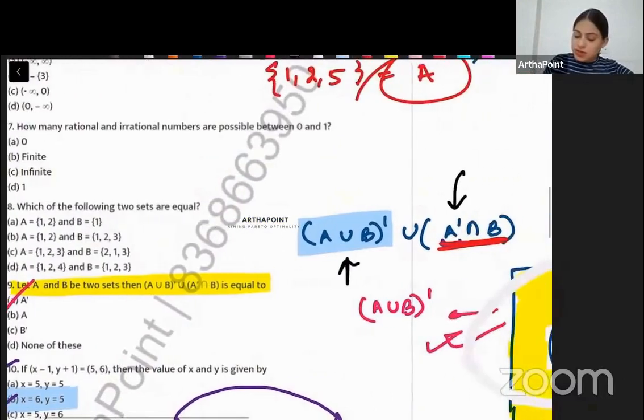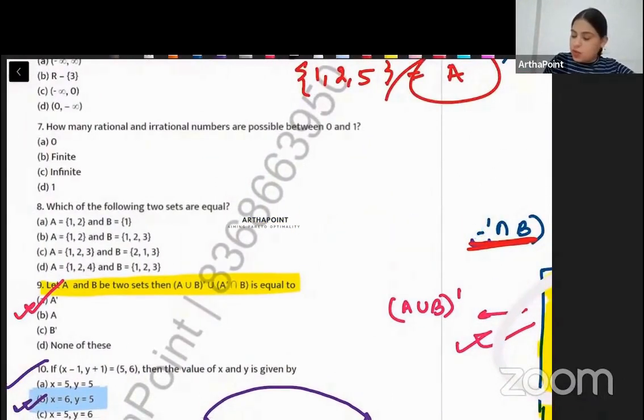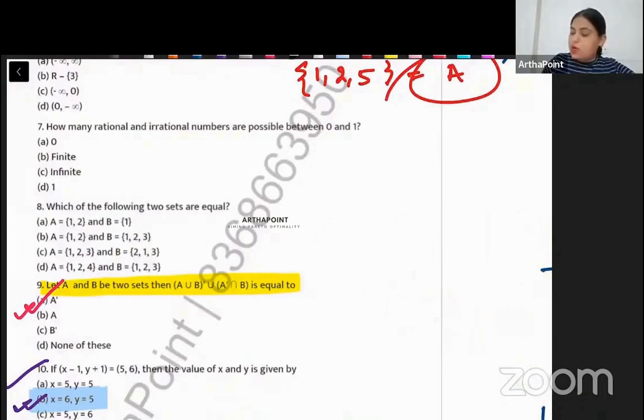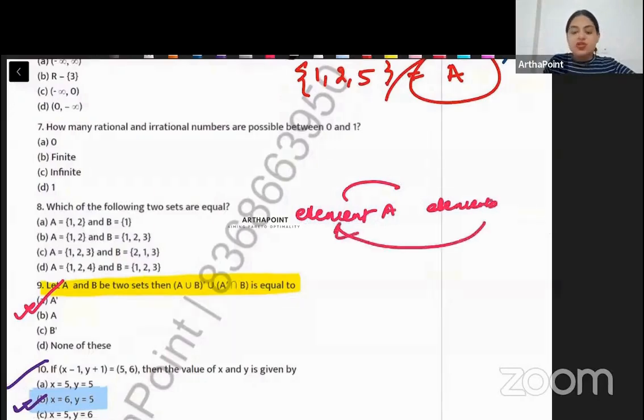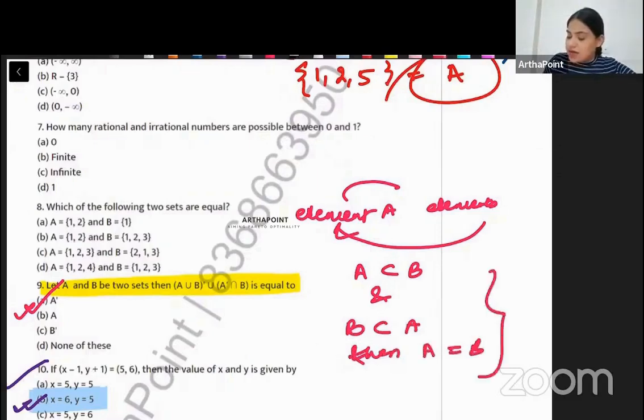Come to the next question, beta. Which of the two sets are equal to each other? Okay. Equal means elements of A should be in B and elements of B should be in A. So if A is a subset of B and B is a subset of A, then beta, we have already done this in class. A and B are equal. Please refer back to my lectures.